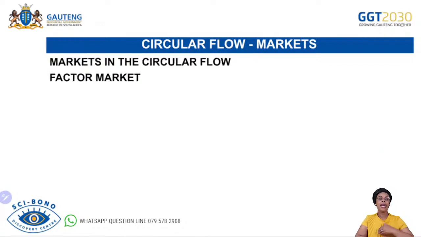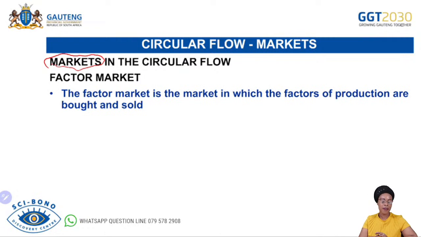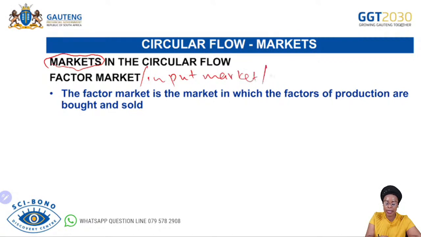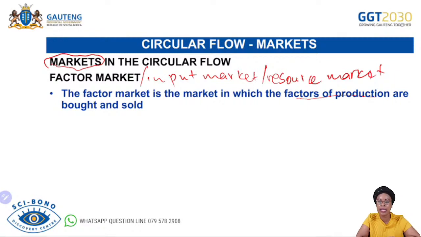Okay, then let's move to another subtopic, the markets in the circular flow. Remember in grade 10, you learned about factor market and you also learned about product market. So factor market, you can also call it an input market. You can also call it a resource market. Okay. What is sold there? Factors of production are sold at this market. Who are selling them? The household.